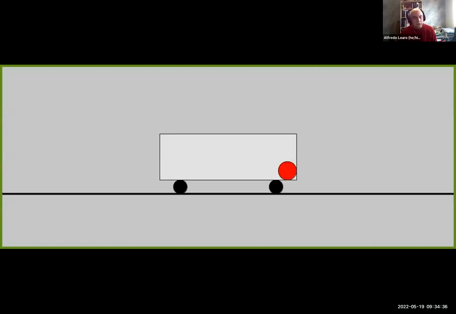Okay, so here we go. So the situation is this: there's a train, or a wagon in a train, and there's a red ball on the floor, and the red ball is near the front of the train. The front of the train is to the right here.